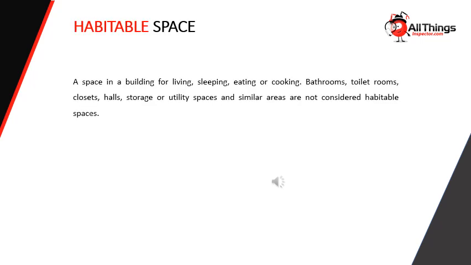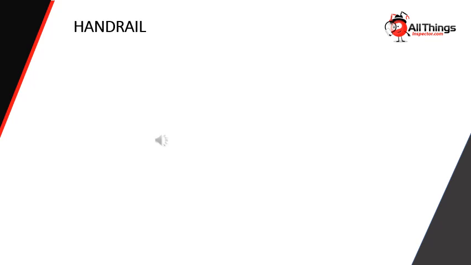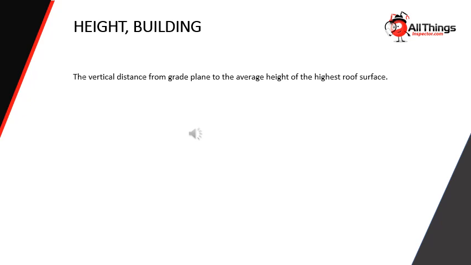Habitable space. A space in a building for living, sleeping, eating, or cooking. Bathrooms, toilet rooms, closets, halls, storage or utility spaces, and similar areas are not considered habitable spaces. Handrail. A horizontal or sloping rail intended for grasping by the hand for guidance or support. Height, building. The vertical distance from grade plane to the average height of the highest roof surface.